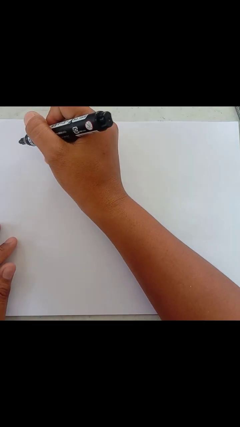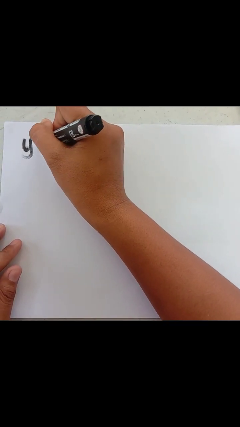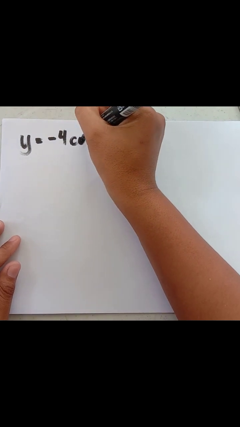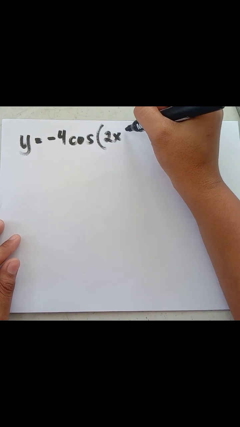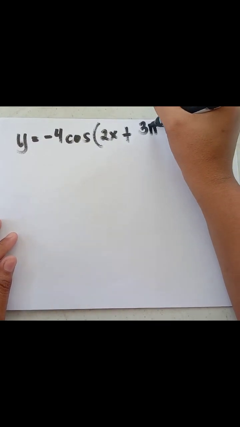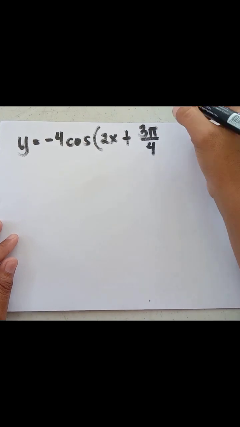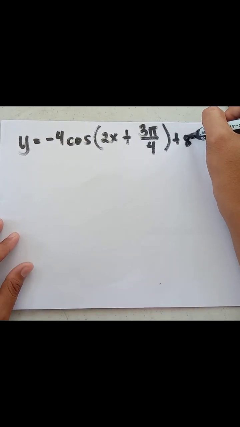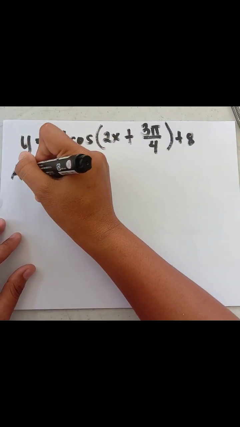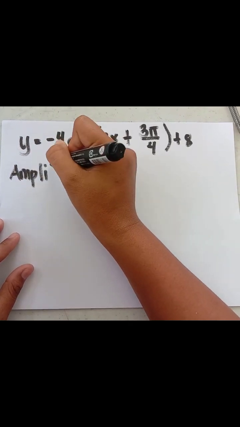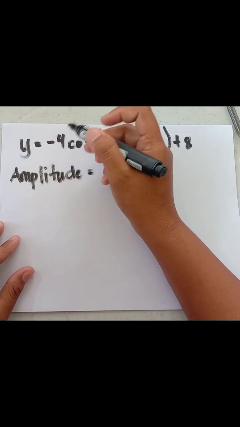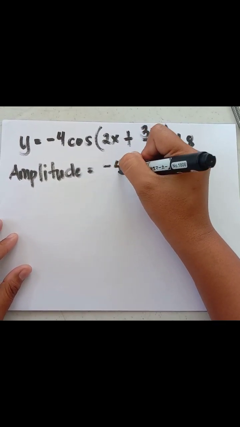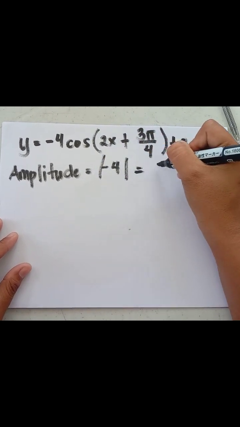Then let's have a cosine example. y equals negative 4 cosine times the quantity of 2x plus 3 pi over 4 plus 8. Then the amplitude is negative 4, so the absolute value is positive 4.